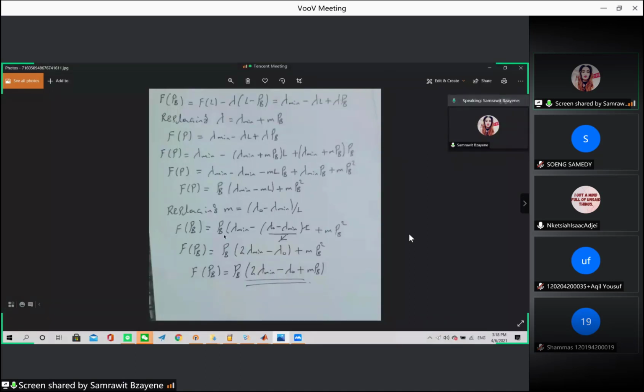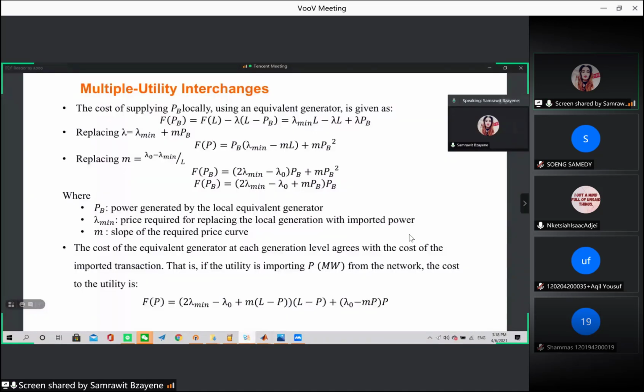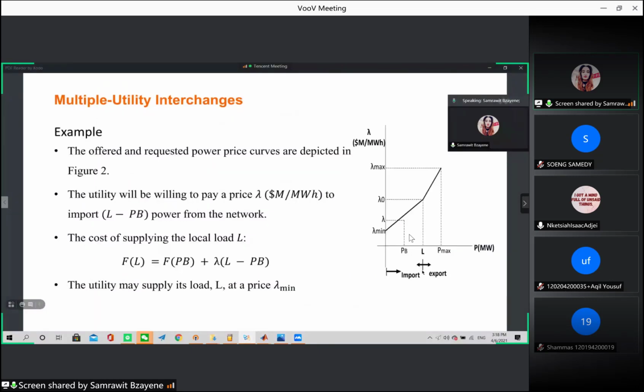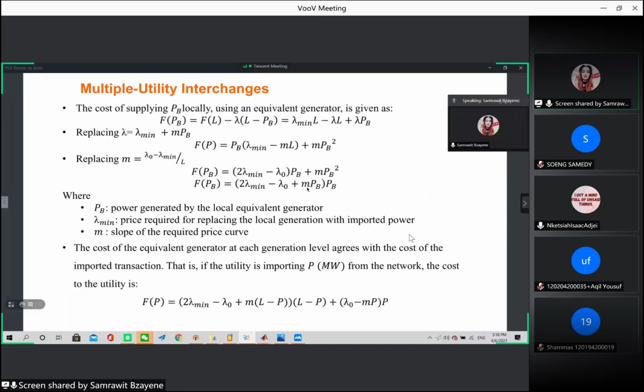The cost of PV will be PV times lambda minimum minus lambda minimum over N times N. N by N becomes C. So the cost at PV will be PV times lambda minimum minus lambda plus N. And this will be the cost at the point which is 2 lambda plus NPV times NPV.